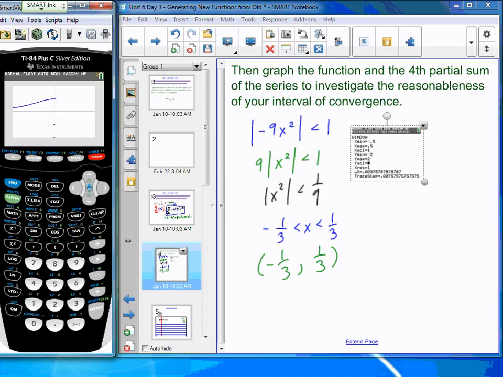This is the function. The next one will be my partial sums. We only did 4 of them. We want to see how well it does right here in the middle. And it looks like it does a pretty nice job, and that's only with 4 terms.